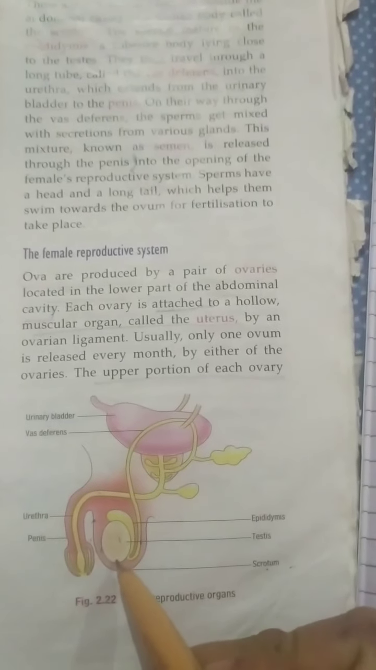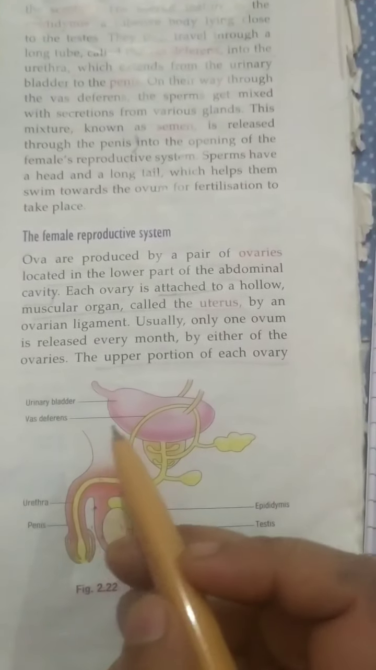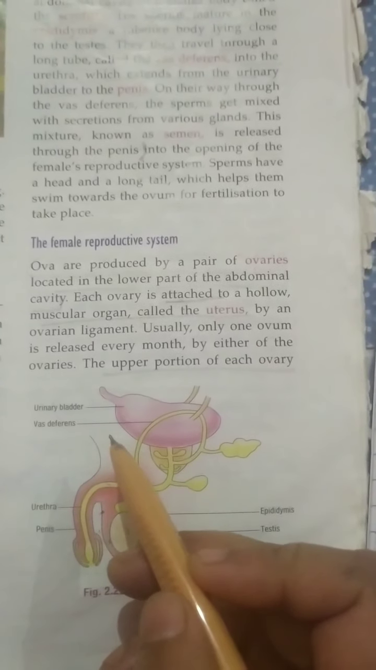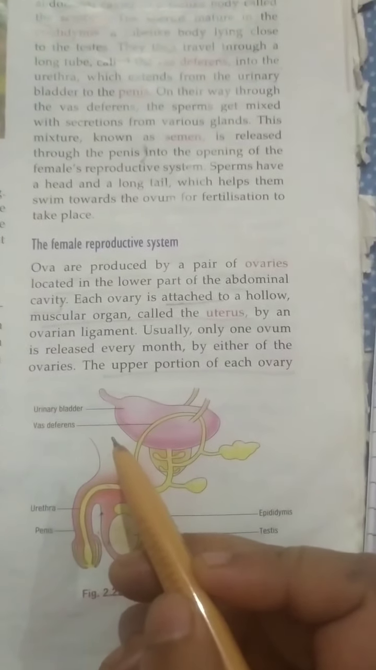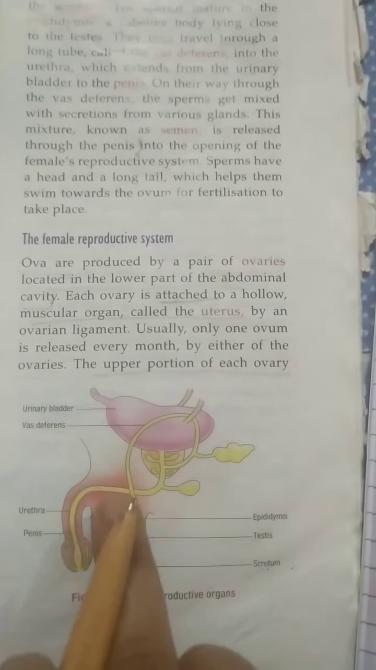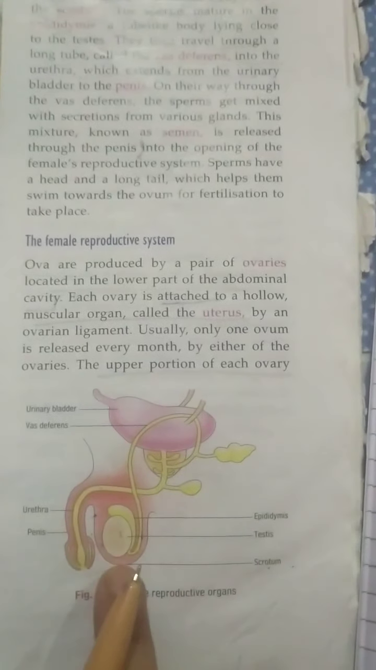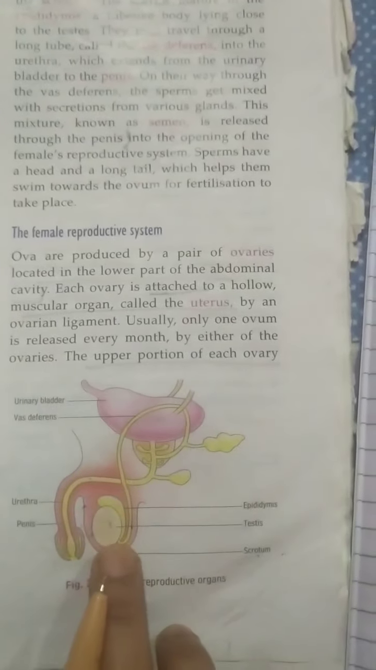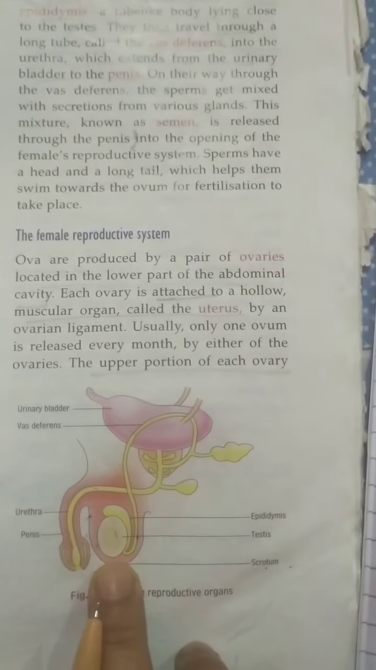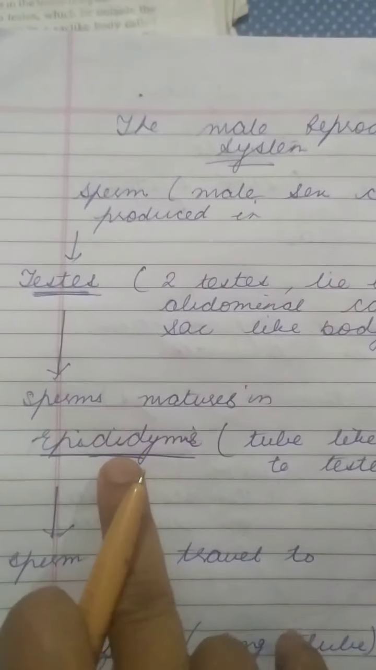There are two testes which lie outside the abdominal cavity. The abdominal cavity means the lower portion of the body which contains the stomach and all vital organs. The testes are present inside a sac-like body known as the scrotum. Then students, sperms mature in the epididymis.